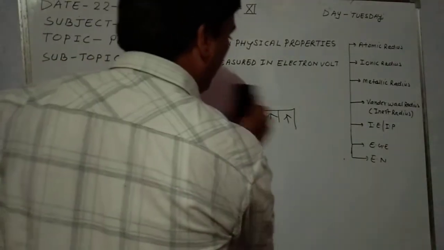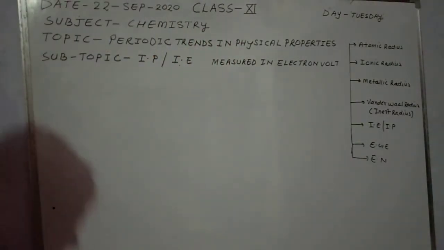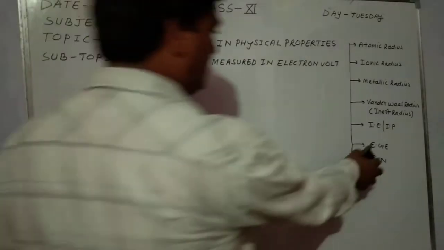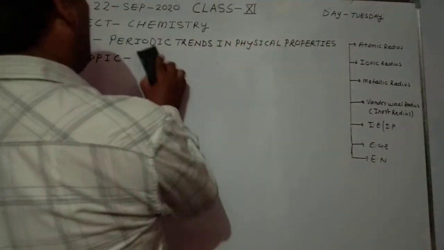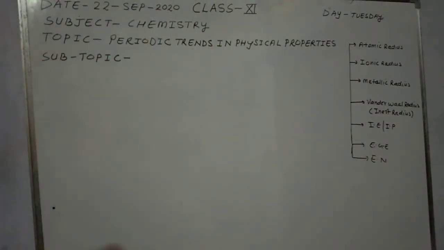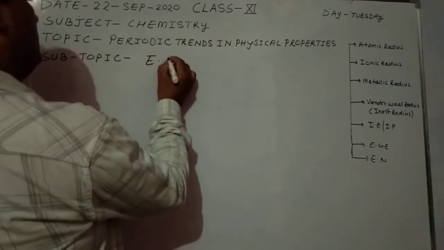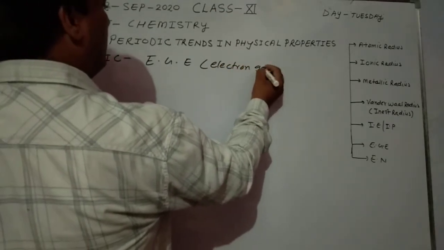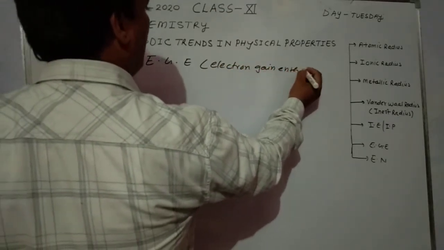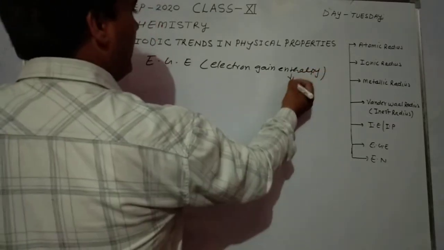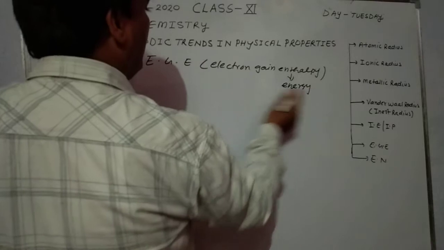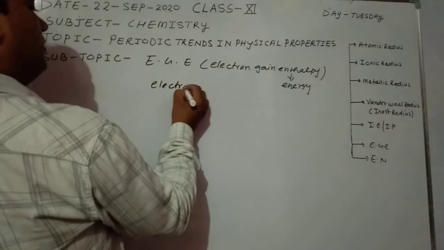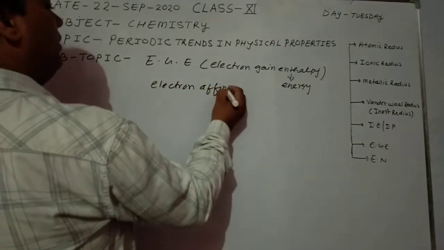Okay, so next point I am going to discuss the electron gain enthalpy. Next, which is known as electron gain enthalpy, that is second last periodic trends in physical properties. Electron gain enthalpy. Enthalpy means energy. It is also known as electron gain energy. Electron gain enthalpy is also known as electron affinity.